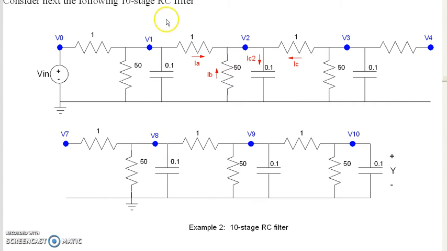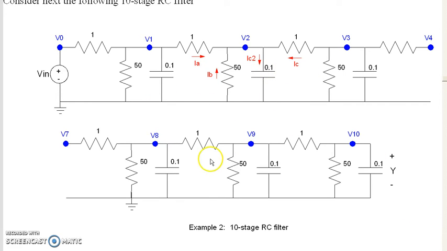Where state space really shines is on systems like this. Here I have a 10th order RC filter. It looks rather daunting, but everything's the same. So if I take any given node, the current to the capacitor, C dV/dt, is the current IA plus IB plus IC. That current is V1 minus V2 over 1, plus V3 minus V2 over 1, plus 0 minus V2 over 50, is the current, C dV/dt.